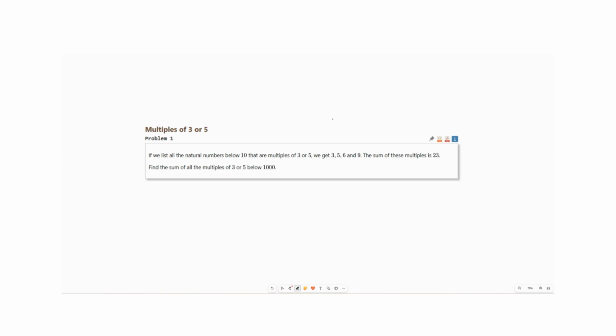Today we're solving: find the sum of all multiples of 3 or 5 below 1000. This is a classic problem, perfect for beginners, so we will go through it step by step slowly.